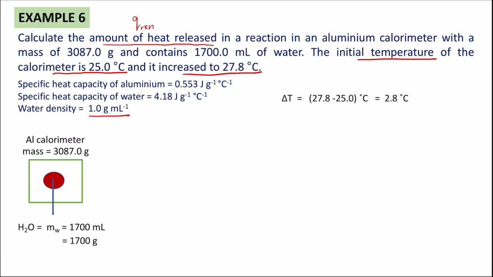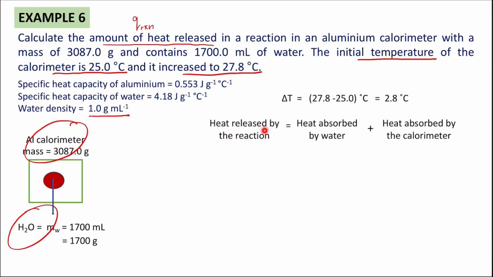Sekarang, kita nak calculate heat release by the reaction ataupun Q reaction. Macam mana kita nak calculate? Kita boleh gunakan formula for basic principle of calorimeter. Cuma kita kena tahu siapakah surroundings kita. Dalam kes ini kita ada calorimeter dan juga water. So, maknanya formula kita akan gabung kedua-dua ini. I'm going to put heat released by the reaction equals to heat absorbed by the water dan juga heat absorbed by the calorimeter. So, when you write the formula, it will be like this one.